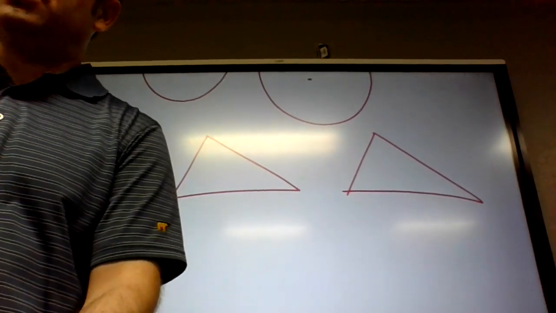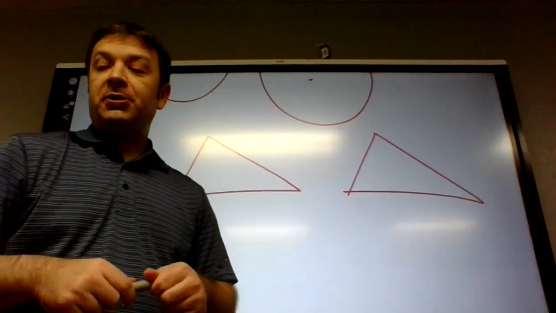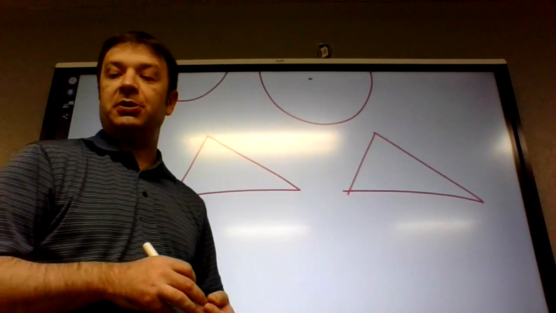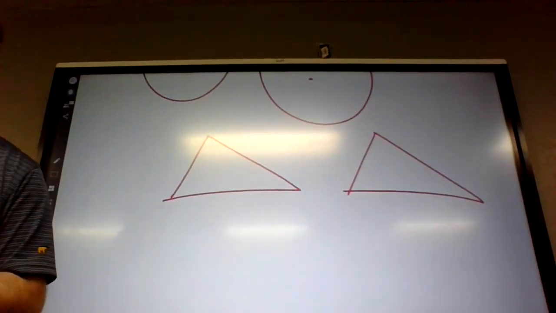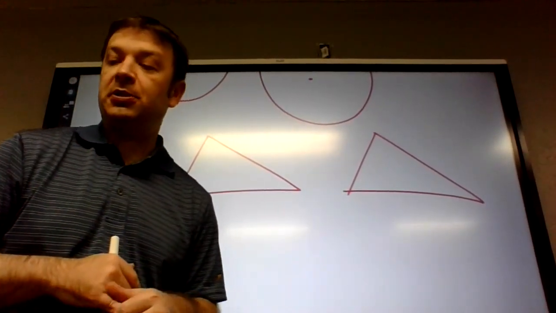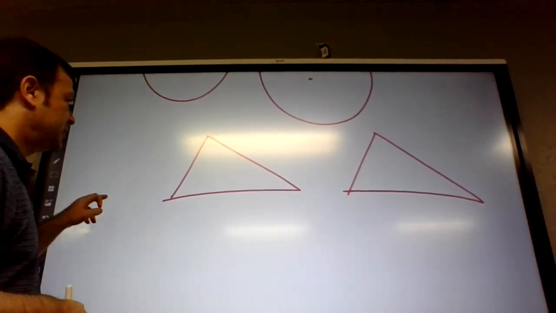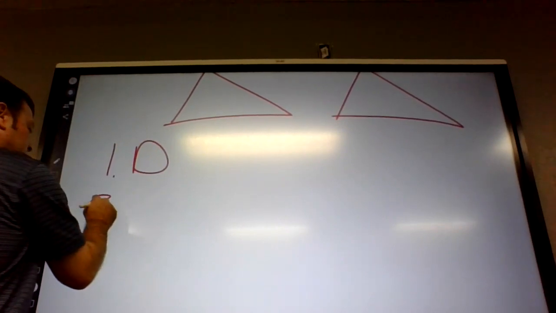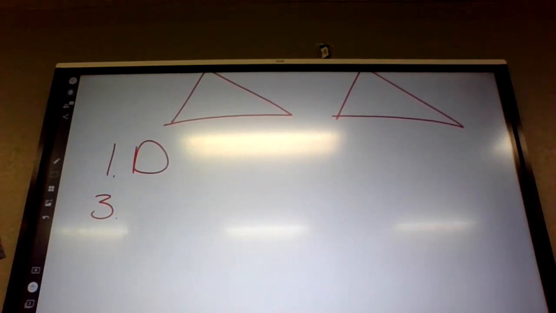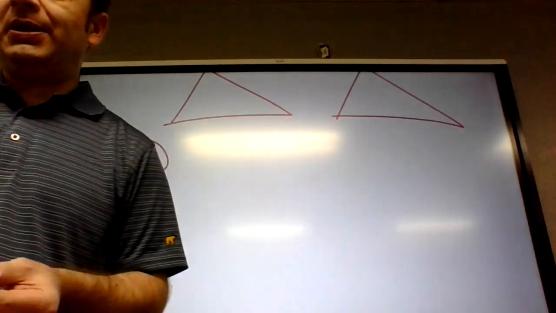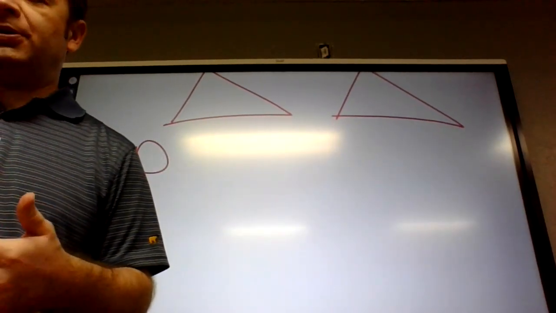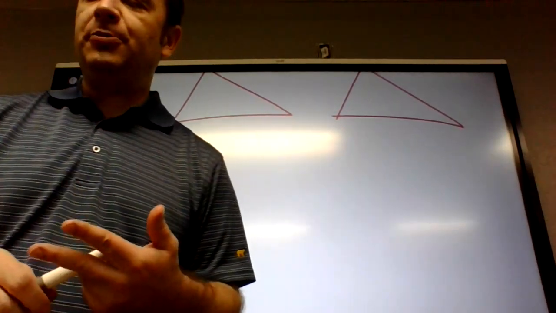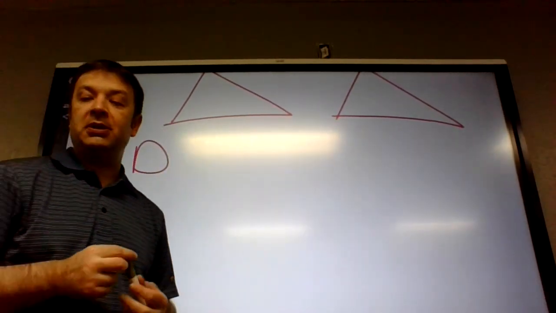Number 1. Which triangles appear to be congruent to the given triangle? So number 1 is A, B, C, or D? Which triangle appears to be congruent to number 1? You guys agree? You concur, D is congruent. I concur. Number 3, name 2 pairs. How many is 2 pairs? 4 things. Name 2 pairs of polygons that appear to be congruent.